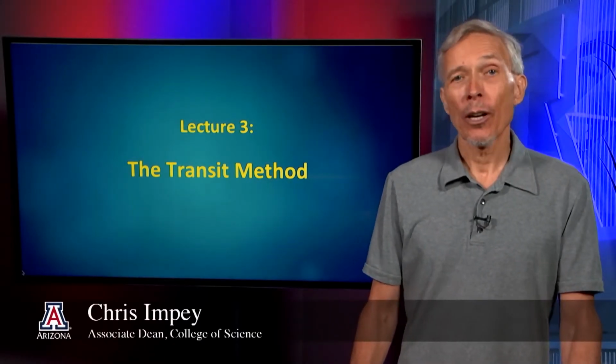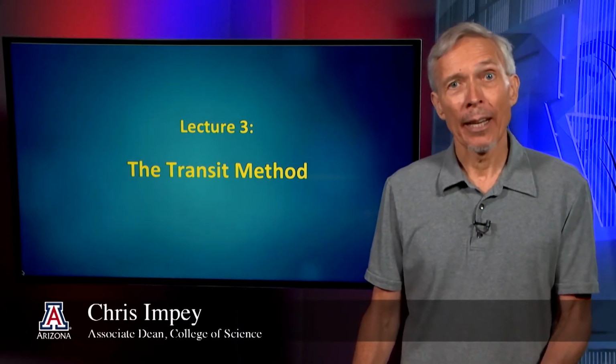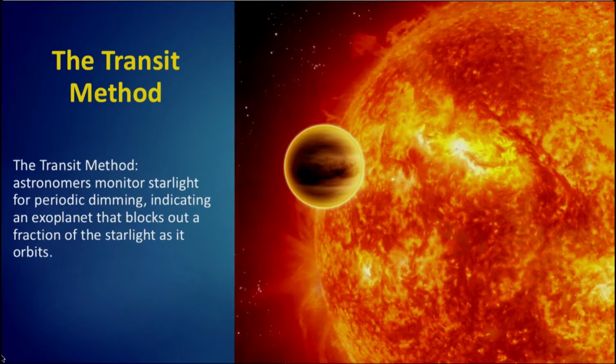In this lecture, we'll talk about the transit method for detecting exoplanets. In the transit method, astronomers monitor the starlight of a star for periodic dimming, indicating that an exoplanet is blocking out a fraction of the starlight as it orbits. So we use the terms transit method or eclipse method equally.